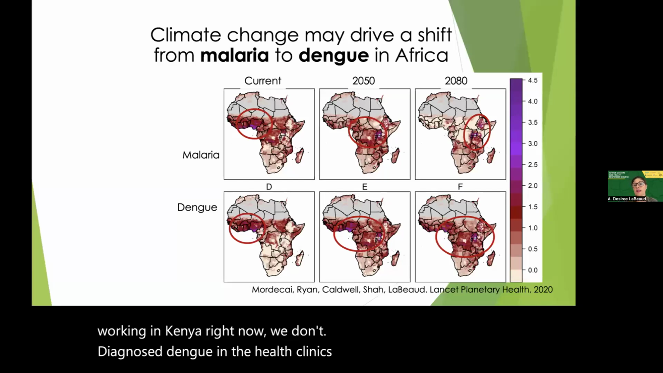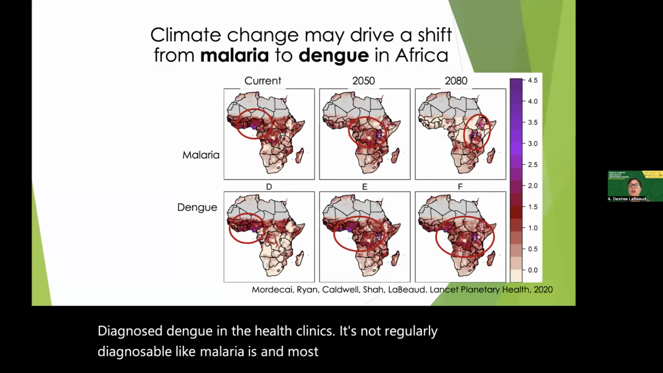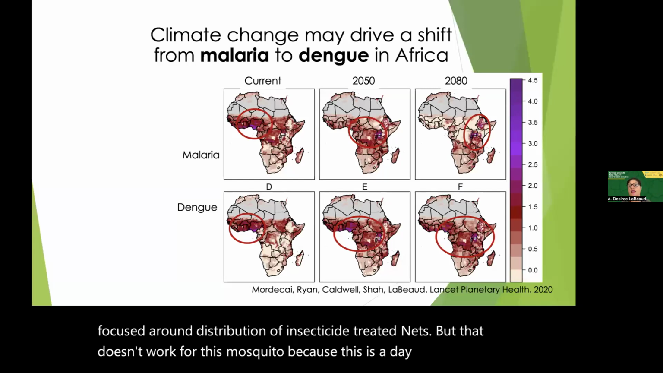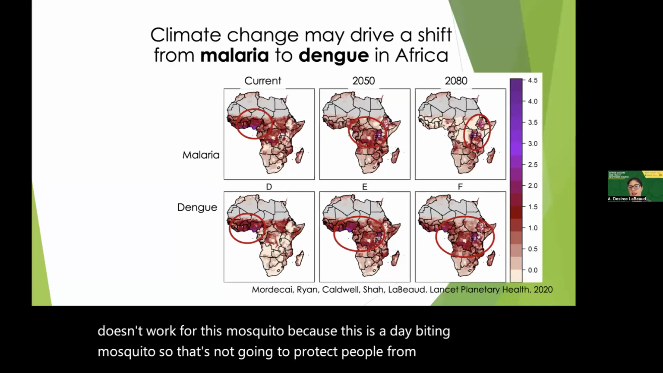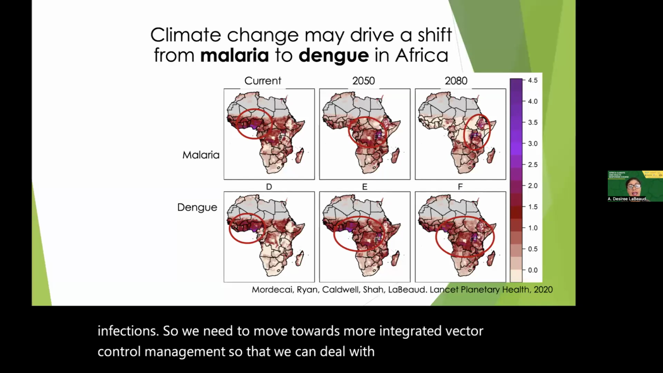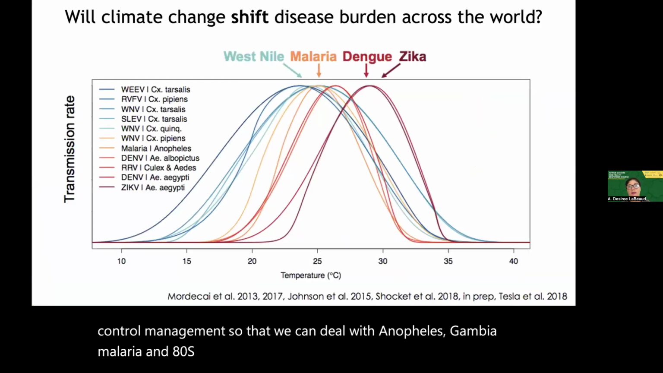It's not regularly diagnosable like malaria is, and most of the mosquito control is focused around distribution of insecticide-treated nets. But that doesn't work for this mosquito because this is a day-biting mosquito. So that's not going to protect people from these infections. So we need to move towards more integrated vector control management so that we can deal with Anopheles gambiae, malaria, and Aedes aegypti and dengue.